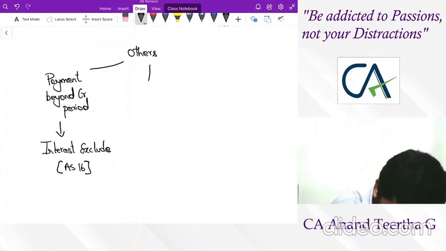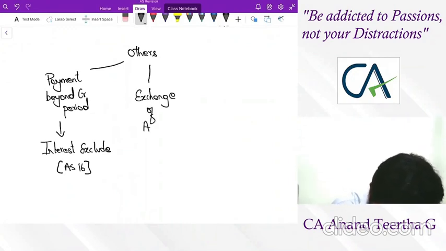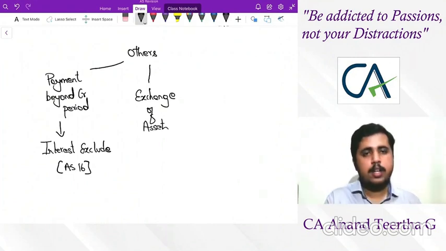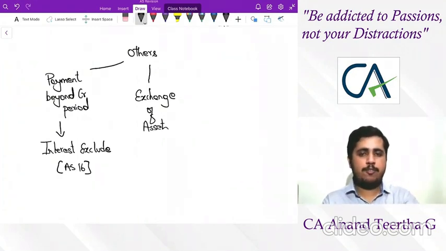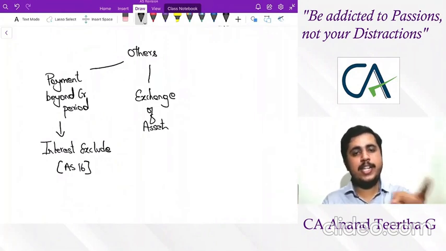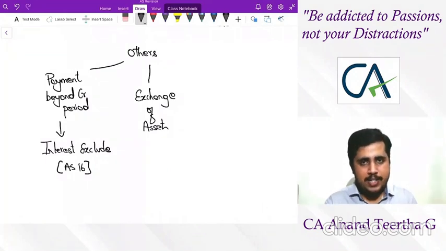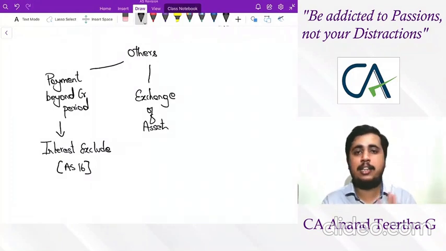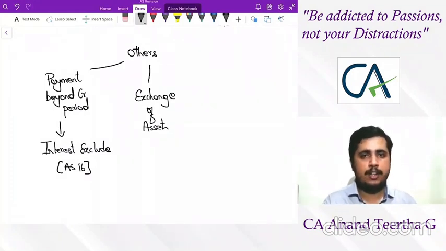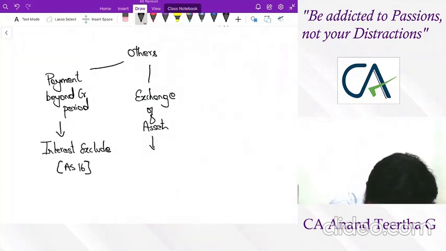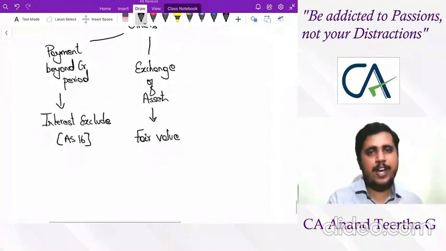Then the next one, a very important one, exchange of assets, barter. Exchange of assets. Now, I give one asset of mine to the supplier. The supplier will give his asset to me. So I am buying an asset and consideration is not given in cash. Consideration is given in other asset mode. If there is exchange of asset, then what should be done? Then recognition is done according to fair value.